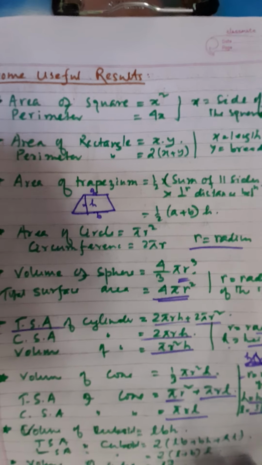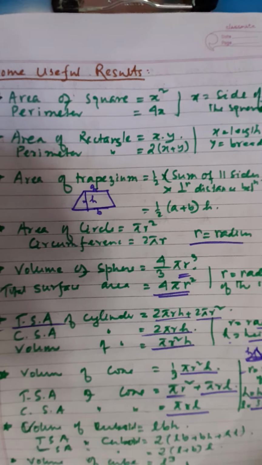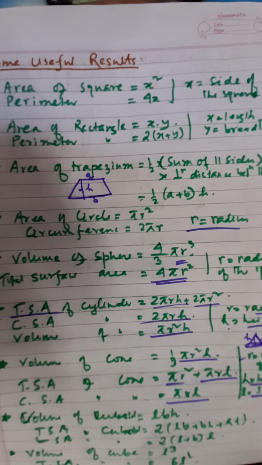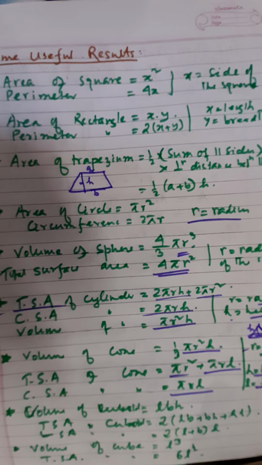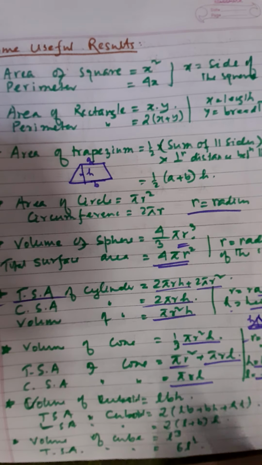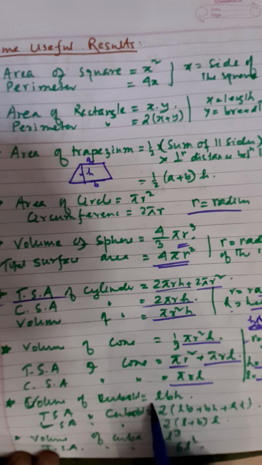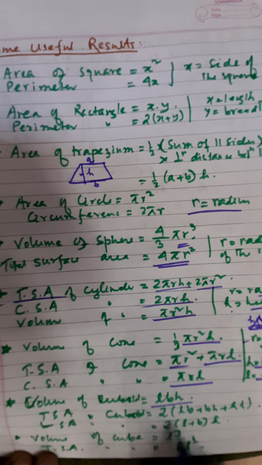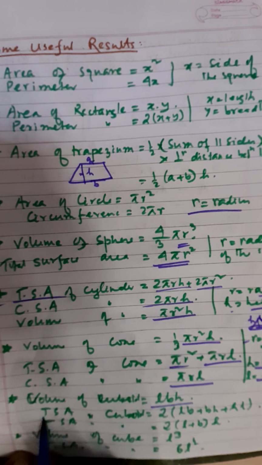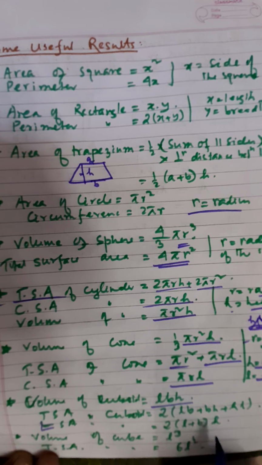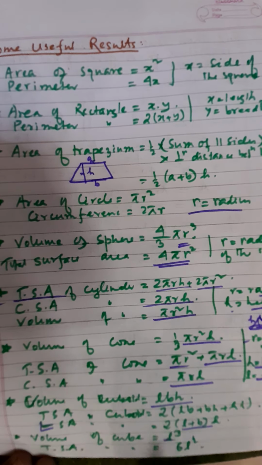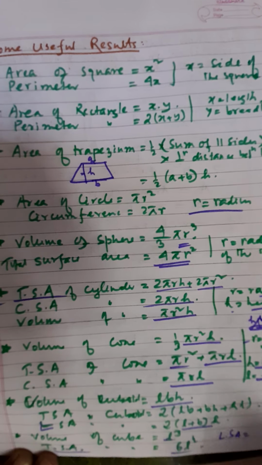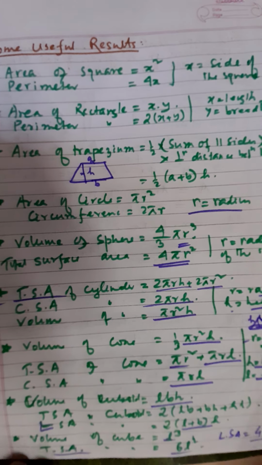Then next is the volume of a cuboid. What is the volume of a cuboid? Volume of a cuboid is l b h, length, breadth into height. Total surface area of a cuboid is 2 into (lb plus bh plus hl). And lateral surface area of a cuboid is 2 into (l plus b) into h. Volume of a cube is l cube. Total surface area of a cube is 6l square, and lateral surface area of a cube is what? 4l square. l is the length of the cube.